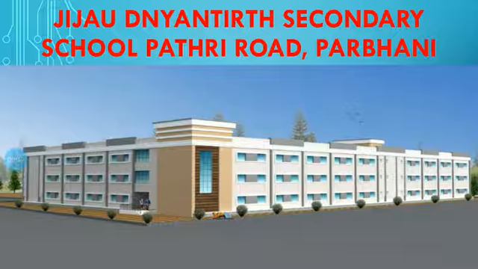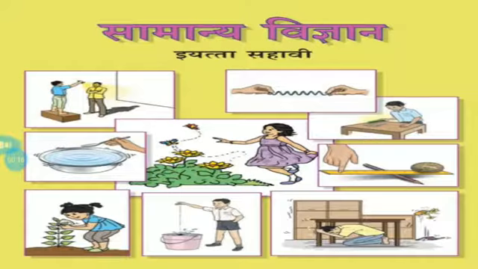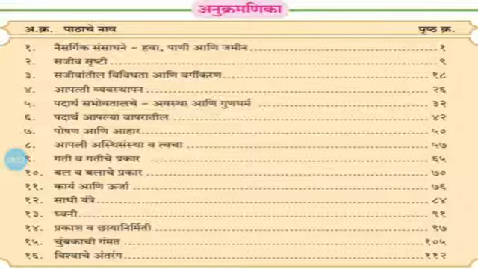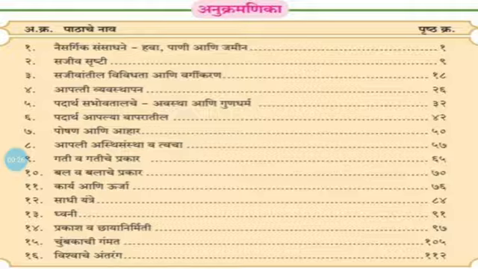So friends, today we have to take the general science of 6th standard. In this book we are in the third chapter. The name of the chapter is Diversity in Living Things and Their Classification.